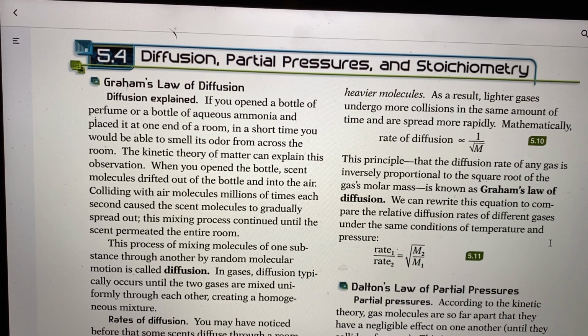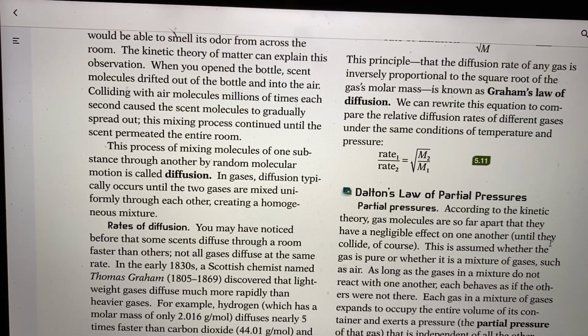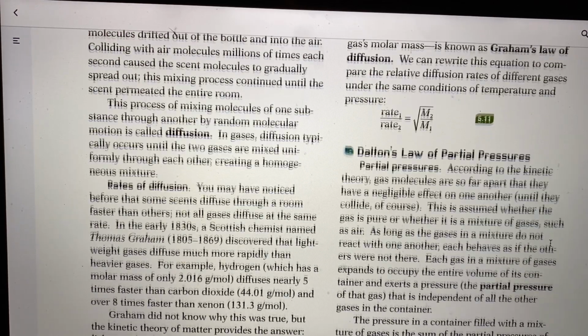But what is diffusion? What's the definition of diffusion? You have it in your book. It's the process of mixing molecules of one substance through another by random molecular motion. It's gases mixing until the gas is mixed uniformly, all together, and creates a homogeneous mixture. So here we have diffusion.